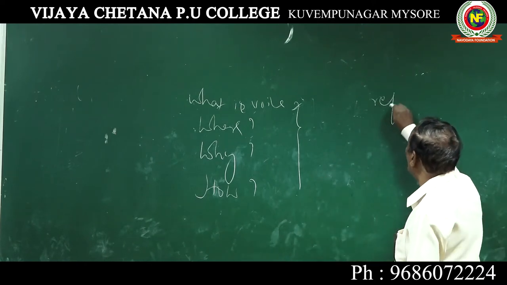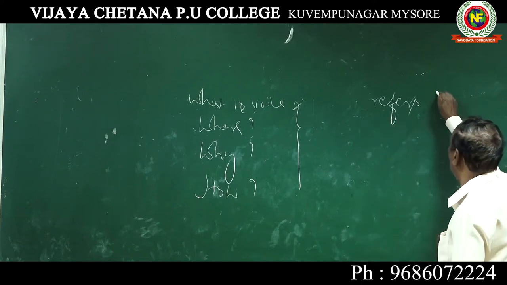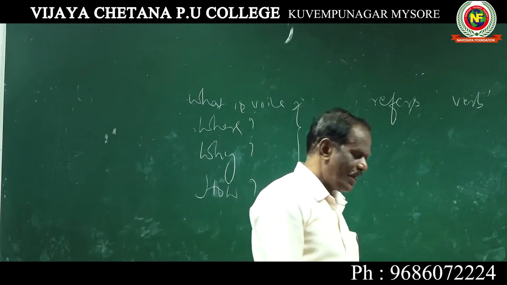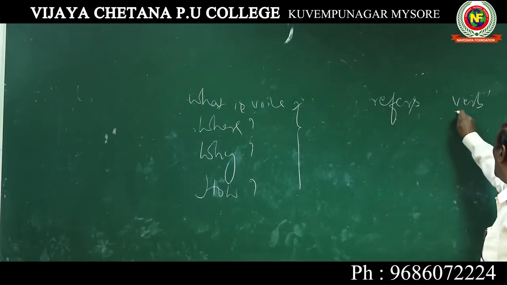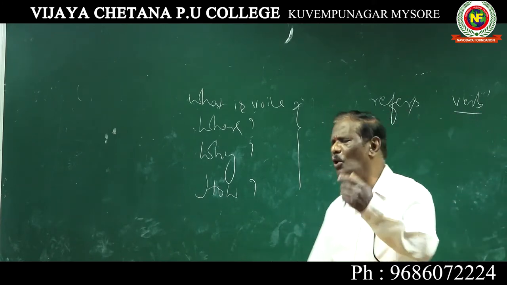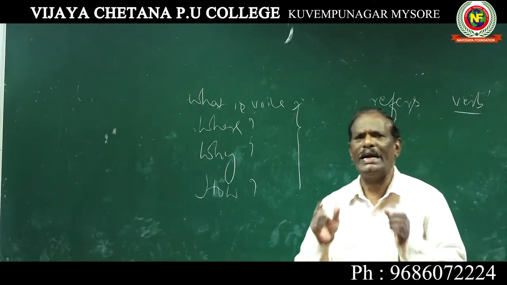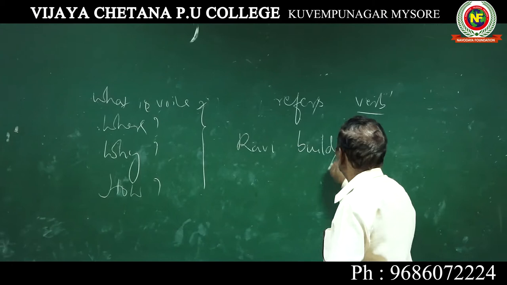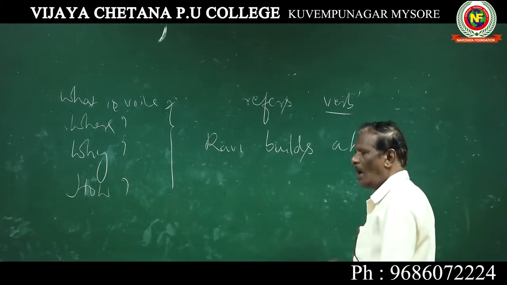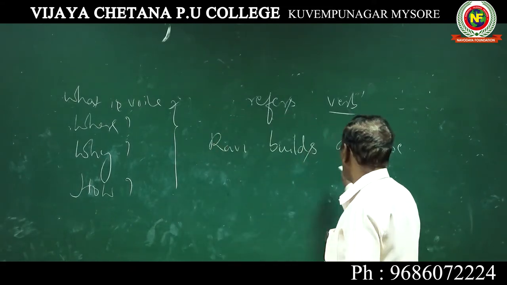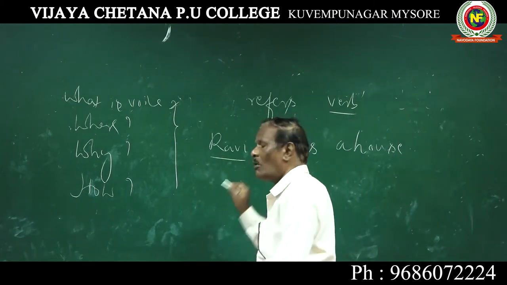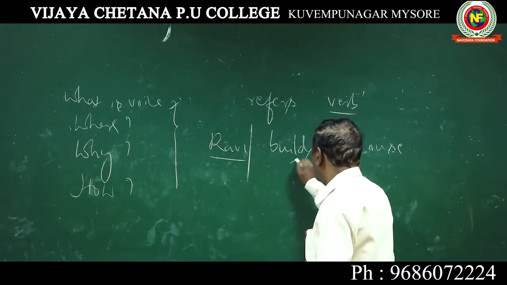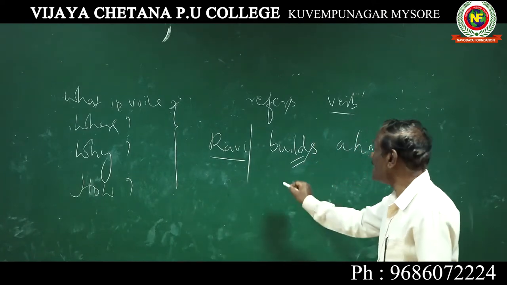Voice refers to verb. How the action is expressed. In simpler terms, we can say voice refers to verb and how that action is expressed. I told you, if the doer is very important, for example, Ravi builds a house. I have given several examples in the last class. Ravi builds a house. Here the focus is on the subject. Who builds the house? Ravi builds the house. So the verb shows the action of the subject. So this is what we say, active voice.